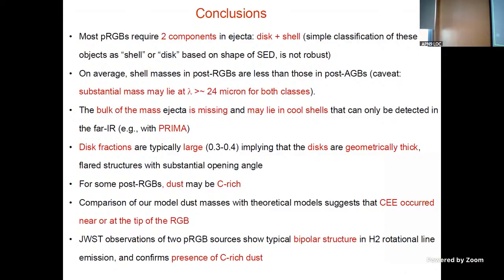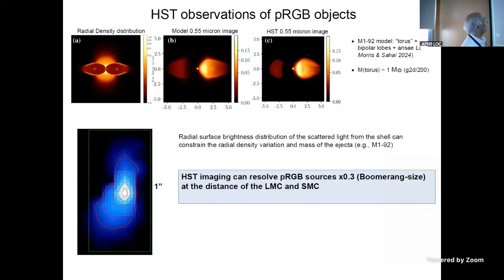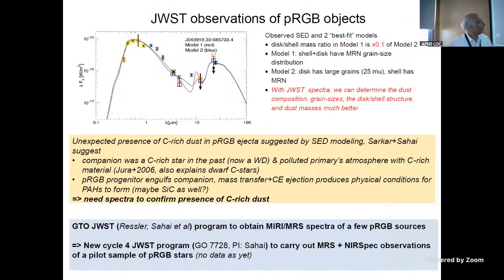Could you elaborate how a post-RGB object can be carbon rich? There's no carbon synthesized. Yeah, that was one of my slides, I didn't go into that. This was actually something that Jura discussed, and we basically agreed that there are two possibilities. One is that the companion was a carbon-rich star in the past, and now it's a white dwarf, and that polluted the primary's atmosphere. So that's very, very simple. That is also, of course, an explanation of dwarf carbon stars, which we know exist in our galaxy.